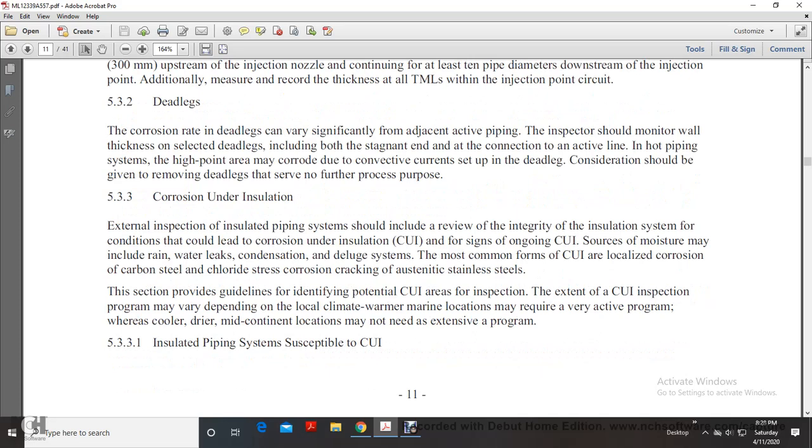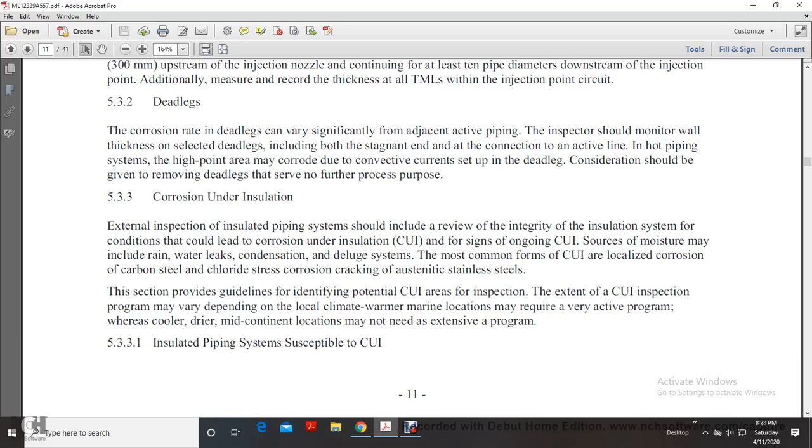Corrosion under insulation. External inspection of insulated piping systems should include a review of the integrity of the insulation system for conditions that could lead to corrosion under insulation, and for signs of ongoing corrosion under insulation. Sources of moisture may include rainwater leaks, condensation, and deluge systems. The most common forms are localized corrosion of carbon steel and chloride stress corrosion cracking of austenitic stainless steels. This section provides guidelines for identifying areas with potential for corrosion under insulation for inspection.